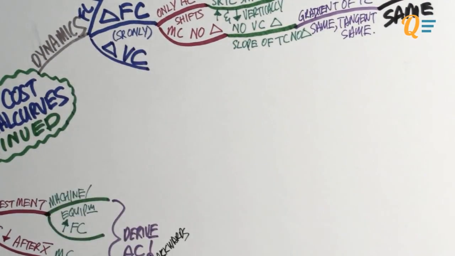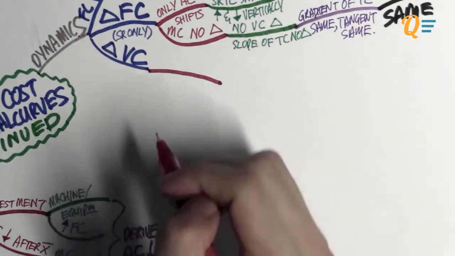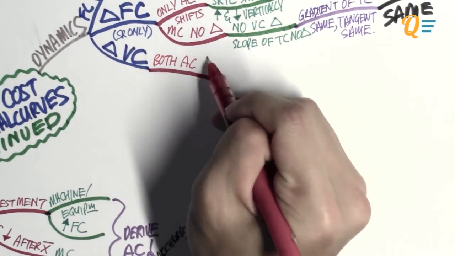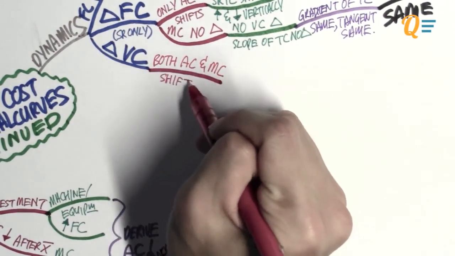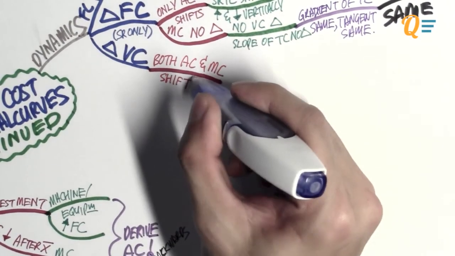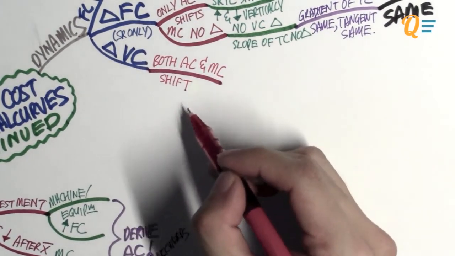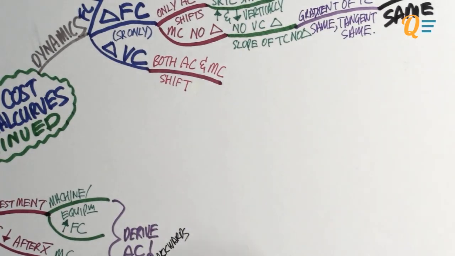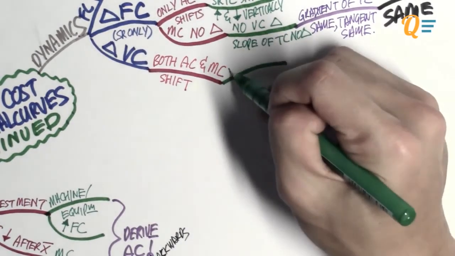Now let's talk about something that tends to be a little bit more challenging and a little bit tougher for people to understand, which is a change in variable cost. You know that both the average cost and the marginal cost are going to shift due to a change in the variable cost. Now Quickienomics is going to make this very simple for you.